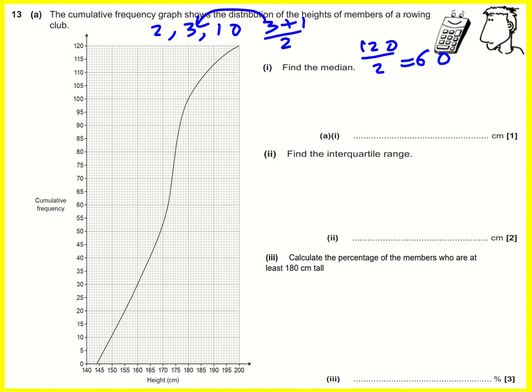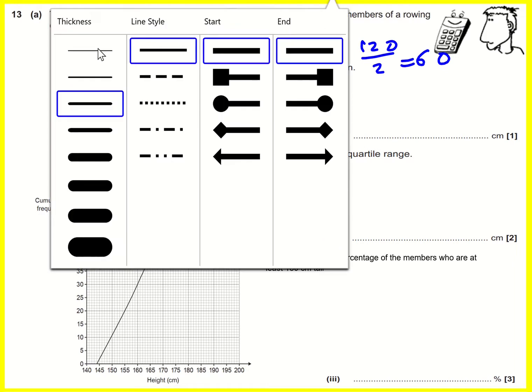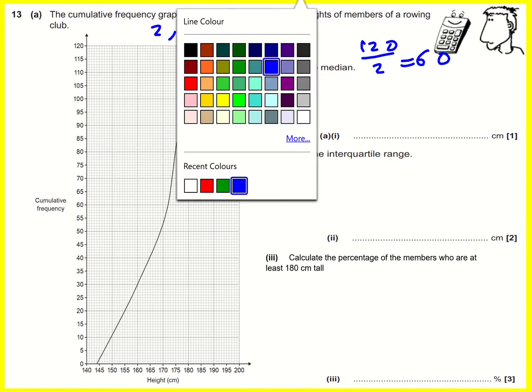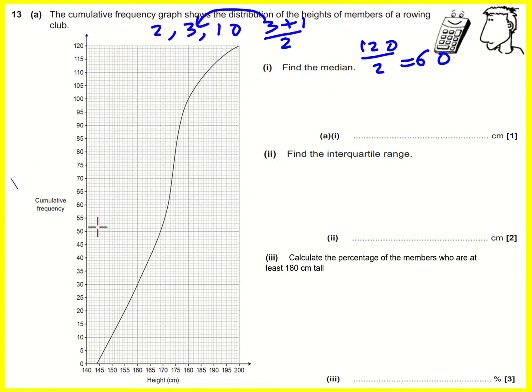So anyway, we're looking at the 60th person, and what we can do is read off the graph. You should use a ruler for this, and you should do it really as accurately as you can. I'm going to demonstrate that. So 60, and then I'm going to read down, and I'm going to read off 172.